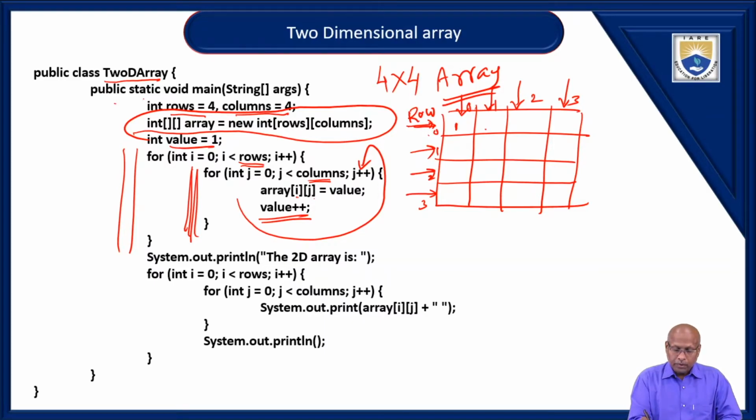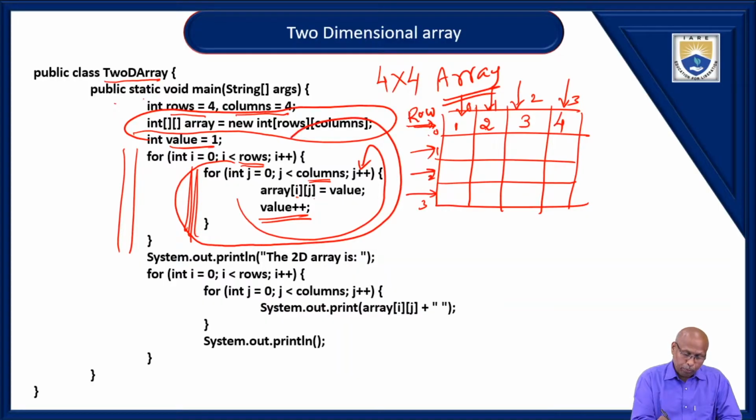Now 0th row, second column. Because the value is already incremented, 2 will be stored. Again, j plus plus: 0th row, third column. Here 3 will be stored. Because every time the value is updating, meaning after storing, it is incrementing. Then 4. After repeating 4 times, this inner loop will break. Then it goes to the outer loop.